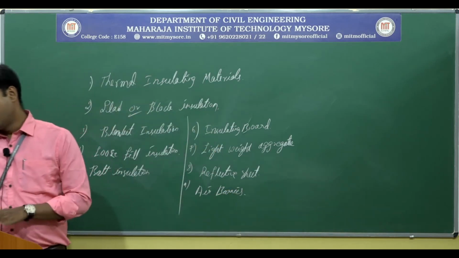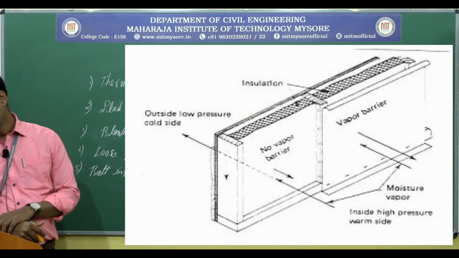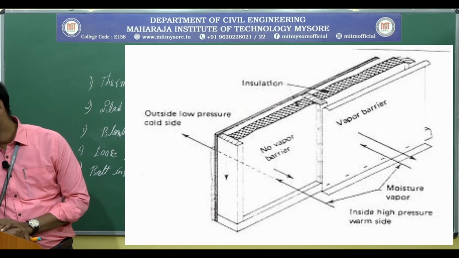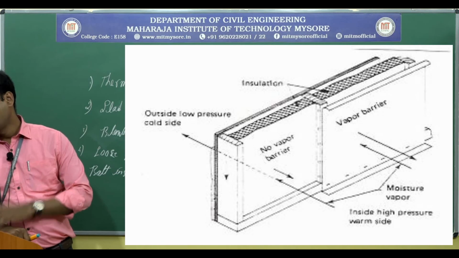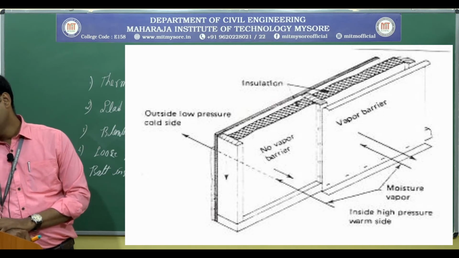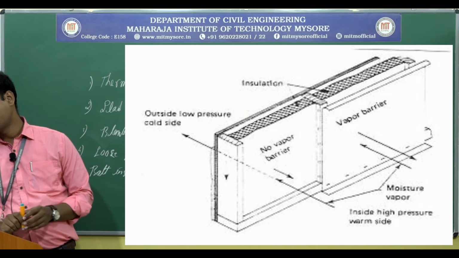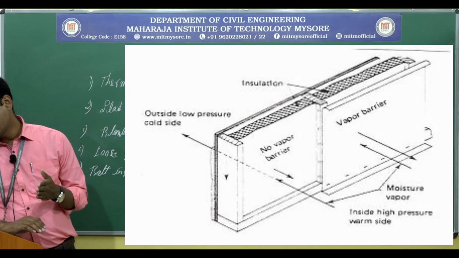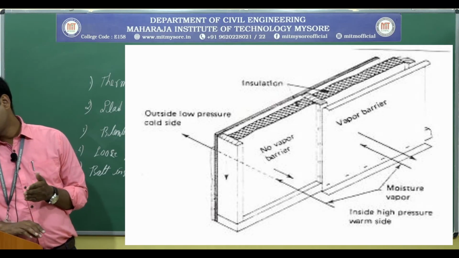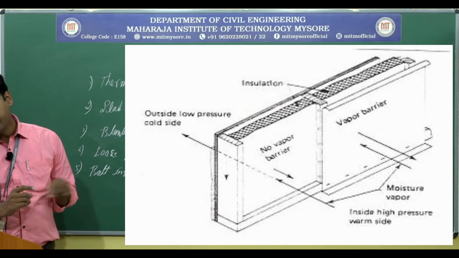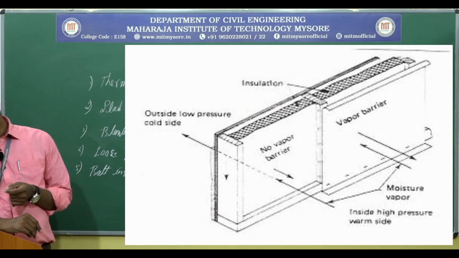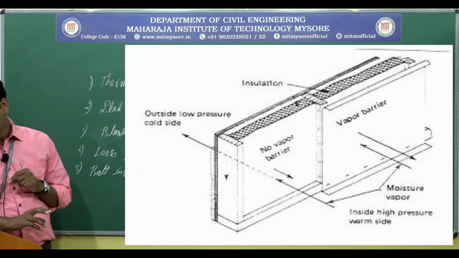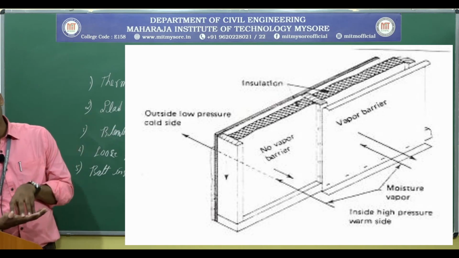Air barriers. We can observe in this figure that air barriers effectively retard or stop the flow of warm, moisture-laden air from inside a building outward through walls, ceilings and floors. You can observe there is an exterior wall, an exterior surface, and an interior surface. In between we have insulating material. If you provide a vapor barrier at one place, then the moisture transfer from one end to the other is going to be minimized.